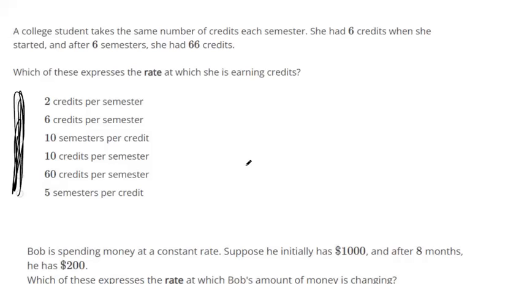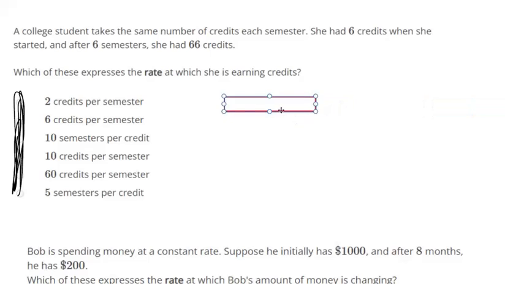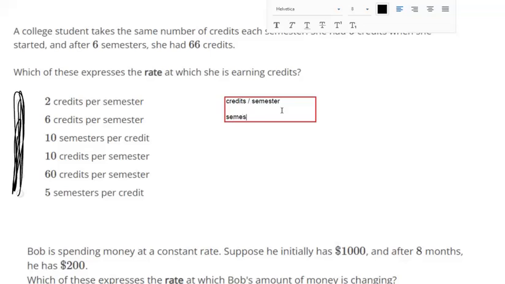College students taking the same number of credits each semester. Six when she started, and after six semesters she has 66. Okay, so this is another good slope problem. It's asking us to calculate a rate of change. So you could do it in two different ways, but probably only, oops, I think I just gave away the answer, but you could do it in two different ways. You could do it credits per semester, or you could do semesters per credit.